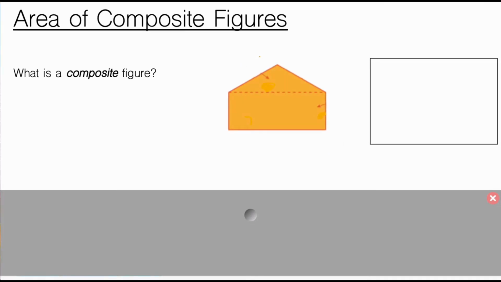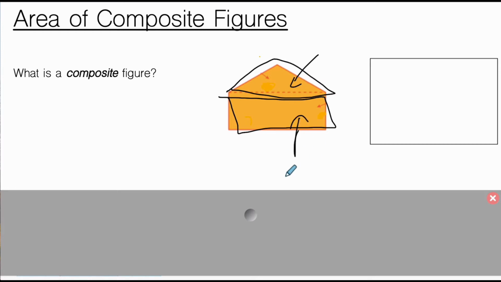This is a composite figure, and you could probably figure out what it's composed of. For those of you who can't see it, we've got a triangle on the top, don't mind my bad tracing, and we've got a rectangle on the bottom. So if we wanted to find the area of this composite figure, some of you are already piecing it together in your minds: you'd find the area of this shape and of this shape, and then add them together, combine them.